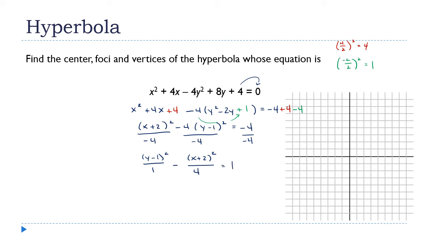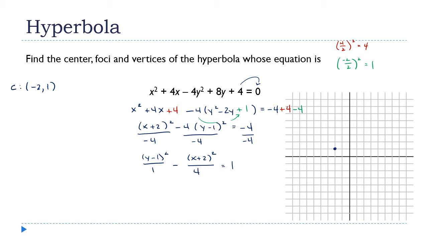So now I know where my center is, right? My center is, and again, be sure you get these in the right order, right? The y comes first, which can be a little confusing. It's going to be negative 2 comma 1. So let me put that on my graph here. I'm going to go negative 2, 1. There's my center. And I know this is an up-down hyperbola, right? Because it's the y that's in front.